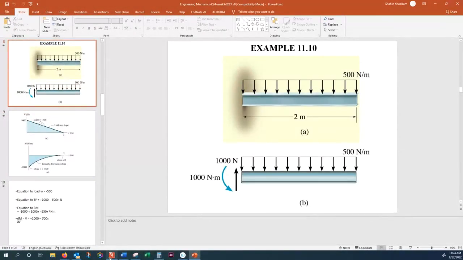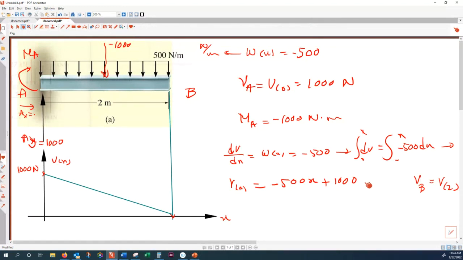So how does it work for M? Again, the equation we start with is dM/dx equals V(x), which is equal to minus 500x plus 1000.